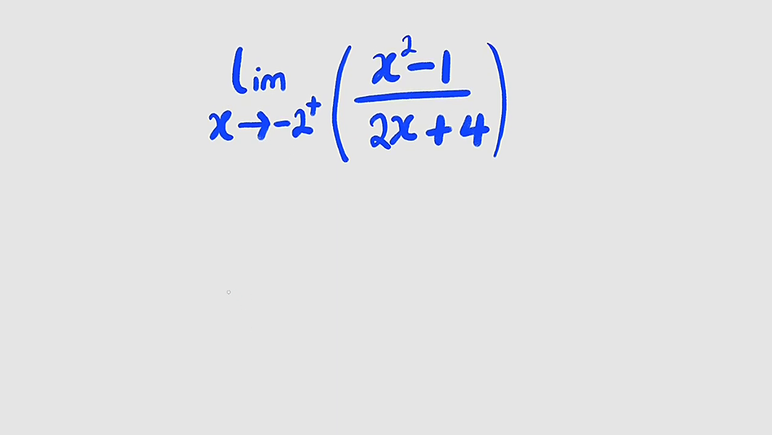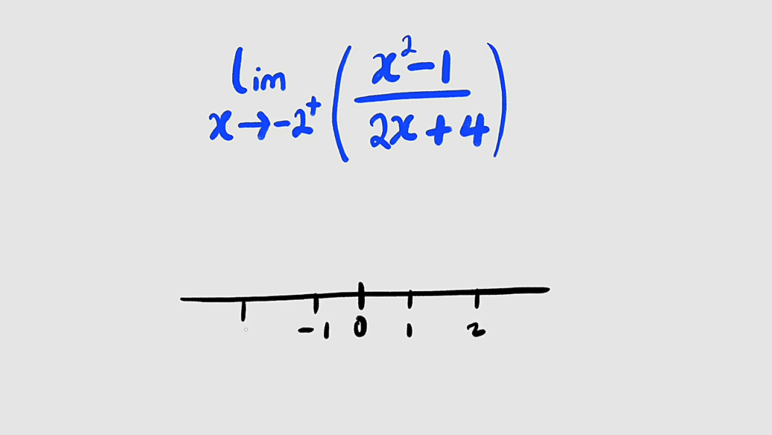Let us draw a number line. Suppose we have a number line here. We have 0 at the center, we have 1, we have 2. To the left, we have negative 1, we have negative 2, in that order. So we are approaching this value right here, which is the number of interest, from the right. You should know that all these values to the right are greater than negative 2.